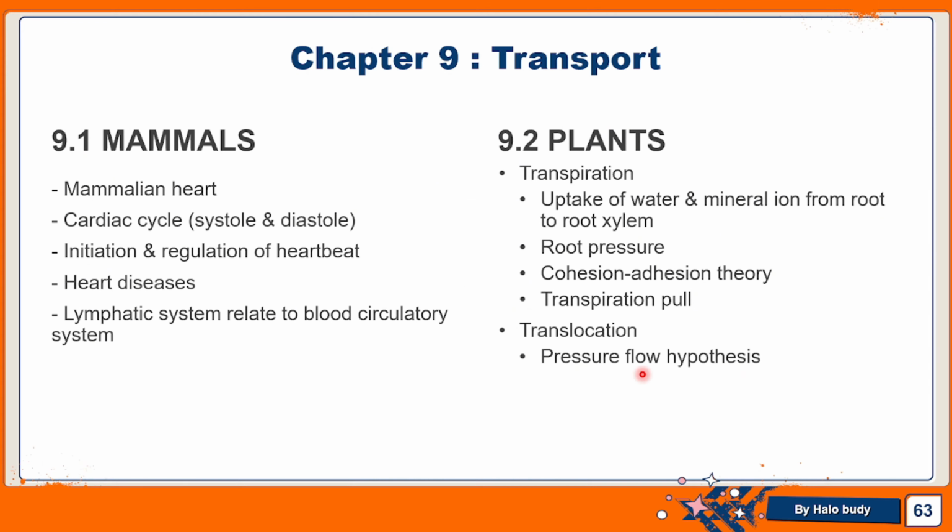We know that nutrients are normally produced in the leaf, because the leaf contains the chlorophyll that carries out photosynthesis, right? Then we know that one of the products of photosynthesis is glucose. So how are organic nutrients like glucose and sucrose transported from the leaf to the whole plant? There is a mechanism called the pressure flow hypothesis. So this is the mechanism.